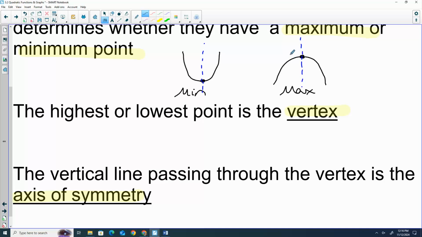Everybody with me so far? So we're going to start talking about how to graph these things. And our strategy for graphing is really going to depend on how it's written.